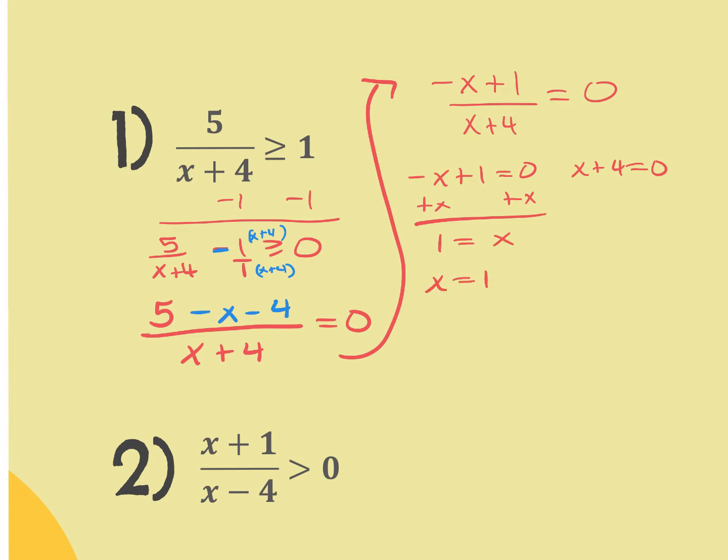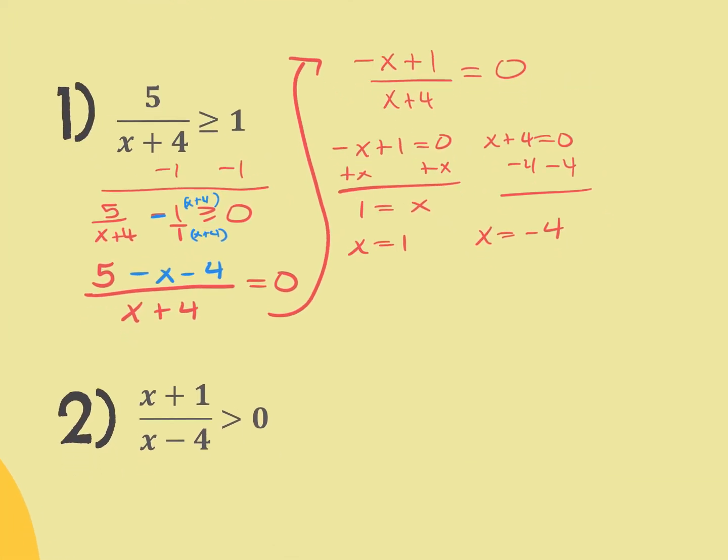So the first breaking point on my number line will be x equals 1, and then over here subtract 4 and x equals negative 4. Now what I need to do is put these numbers on the number line, least to greatest, negative 4, positive 1. Again, I always like to see if I could use 0 as a test point. So 0 is located right here in the middle. So I'm going to go ahead and plug in 0 into my original problem.